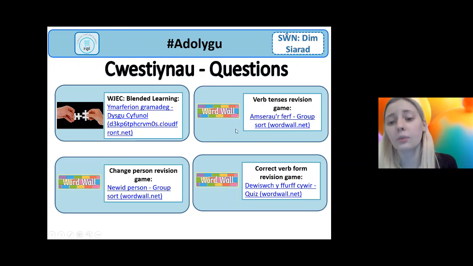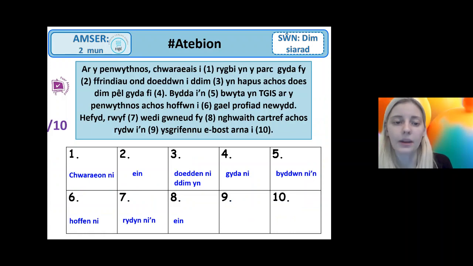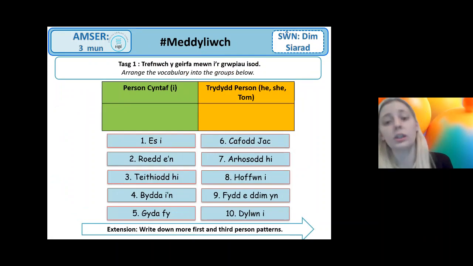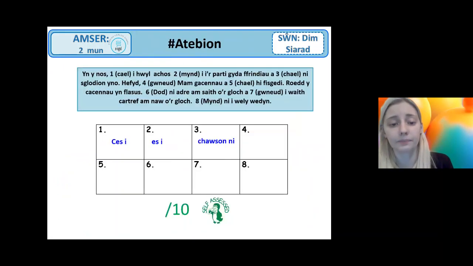Word Wall, hopefully some of you have managed to play Word Wall in the past, is a revision game where you can revise vocab at your own pace. So it's more interesting than revising maybe cue cards, and a lot of people revise easily through playing games, and it is more interactive for you. So the first revision game I've given you is verb tenses. So it's to revise the different verbs in different tenses, and that will help, especially with the first question where we had to switch from the first to the third person in different tenses there.